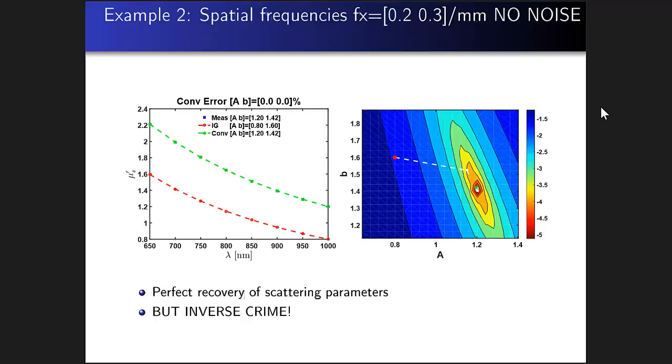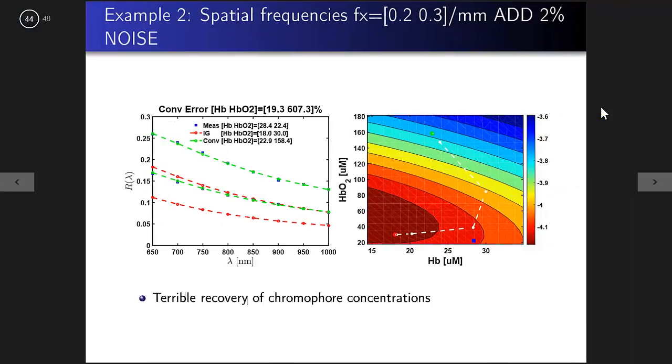So let's add some noise to the measurements. Let's add 2% noise. We're going to still commit the inverse crime, but let's just add noise and see what happens. We add noise, and we had the same initial guess as the inverse crime charts before, but look what happens. We have terrible recovery of the chromophore concentration, and look what else happens.